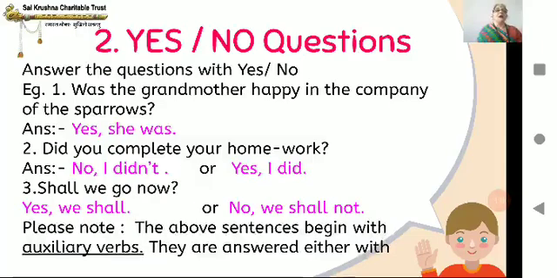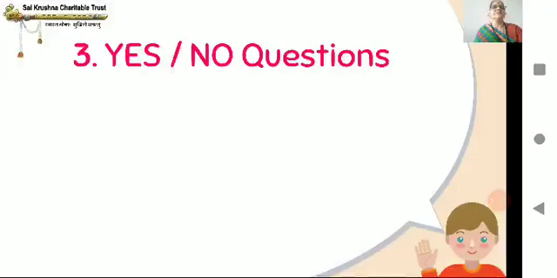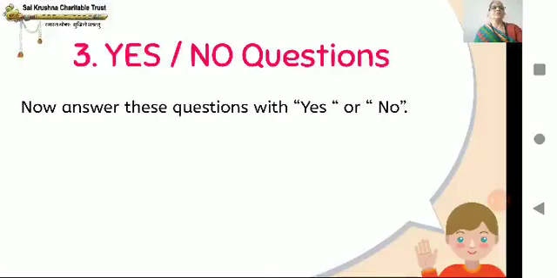Please note, the above sentences begin with auxiliary verbs. We've studied about auxiliary verbs. They are answered either with yes or no. What is the starting for each question? Was, did, shall. So these are all called auxiliary verbs, and when they start in this manner, the answer is yes or no. Is that clear, children? Let's continue. Now answer these questions with yes or no.